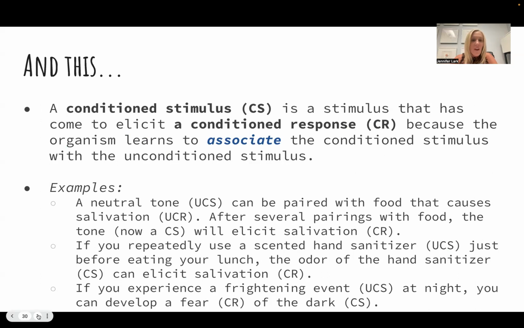A real life example would be if you repeatedly use a scented hand sanitizer just before you eat lunch, eventually when you just smell the hand sanitizer, you might actually start to salivate because your body has learned to associate the smell of that sanitizer with the idea that you're about to eat. Another example would be if you ever experience a terrifying event that happens to occur in the dark of night, you might eventually develop a fear of the dark itself, even though there's nothing to fear about the dark itself, just something terrible had happened to you in the dark. That's how phobias are developed as well. And so we'll talk about that more in class next time.